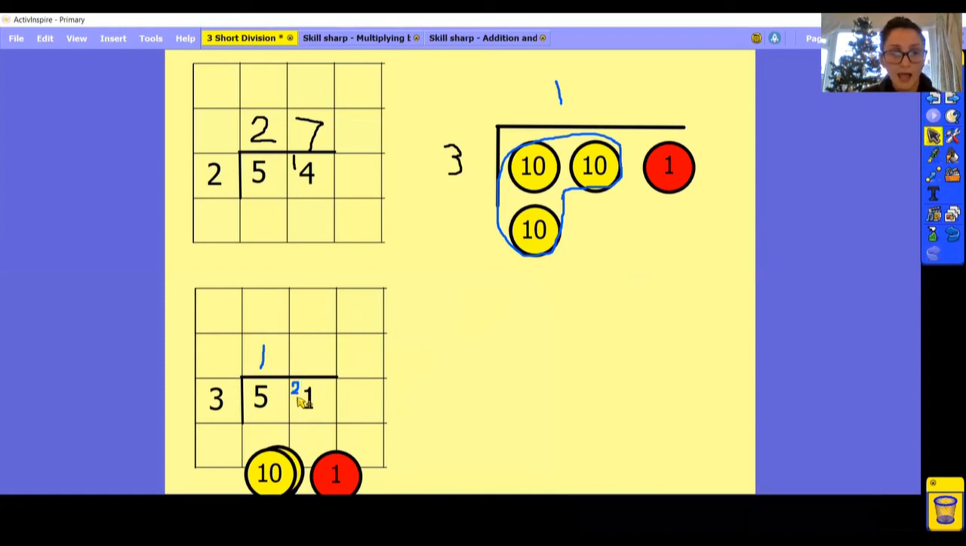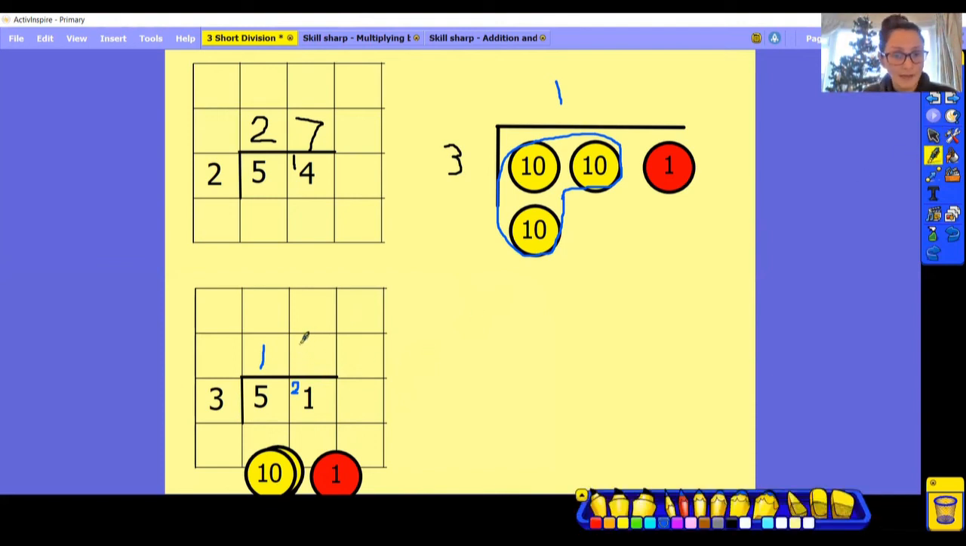So here I have 21 divided by 3. Now I could get 21 ones, however, that's going to be a bit silly, isn't it? I'm going to have too many. But if you know your 3 times tables, you could do 21 divided by 3. So let's do that. 3, 6, 9, 12, 15, 18, 21. Okay, so how many 3s go into 21? 1, 2, 3, 4, 5, 6, 7. So 21 divided by 3 equals 7.